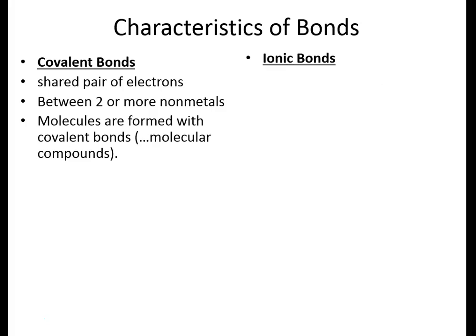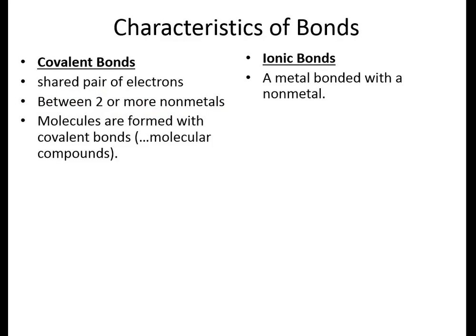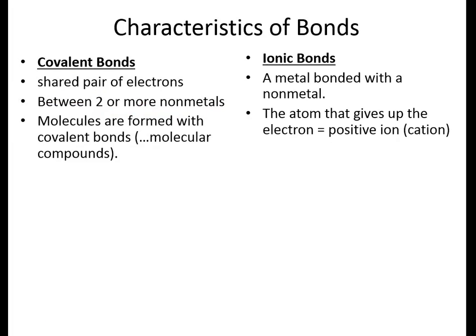Ionic bonds. So let's circle some keywords there. Shared pair, 2 or more nonmetals, and then they form molecules. Okay, they form molecules. All right. The ionic bonds, on the other hand, is between a metal and a nonmetal.